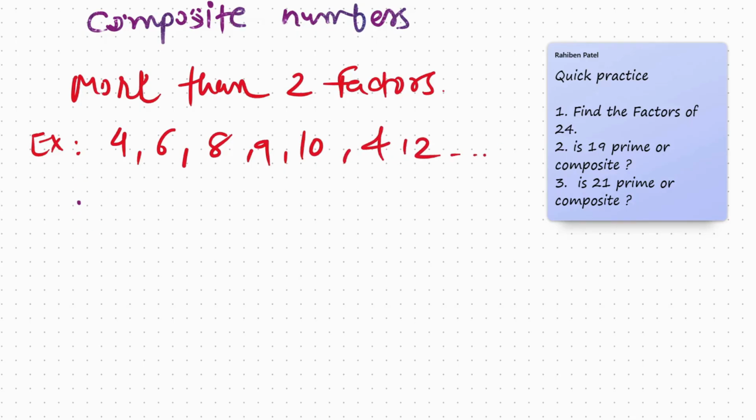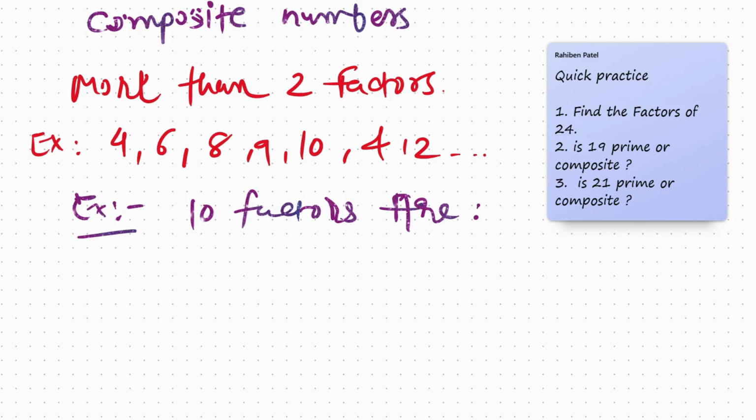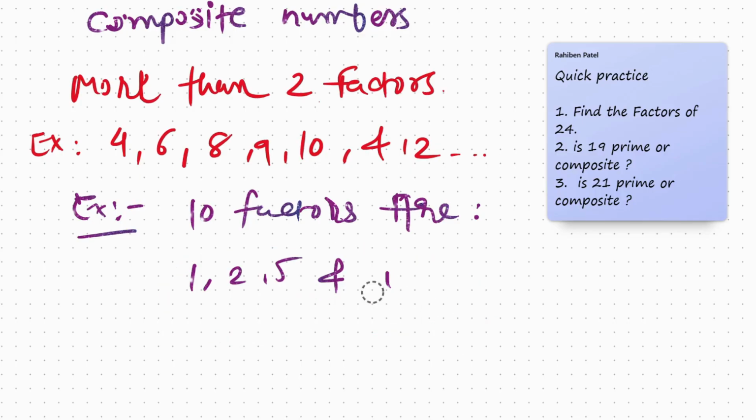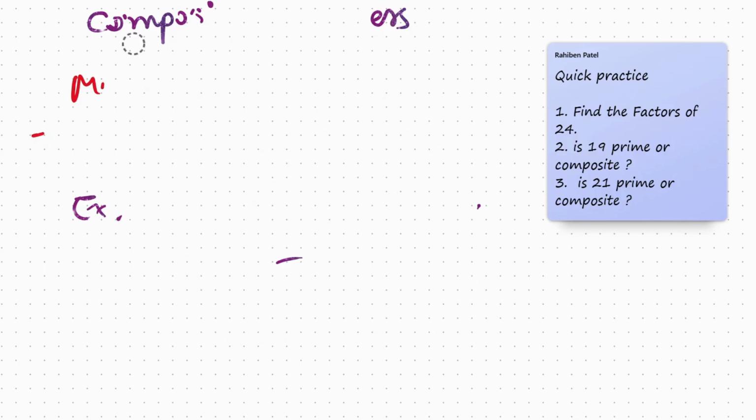So let's take 10. The factors of 10 are 1, 2, 5, and 10. Since there are more than two factors, 10 is a composite number. So 10 has more than two factors, right? 10 has four factors, so we can call it a composite number.